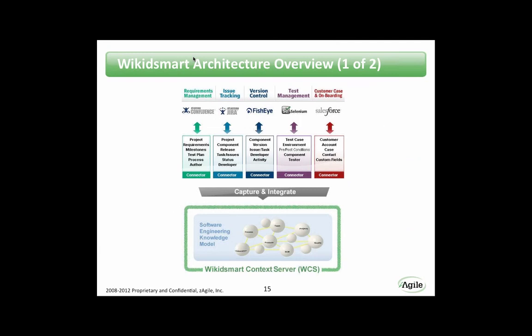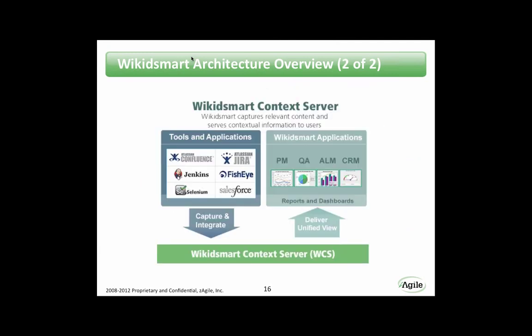So now that we've imported that content and we have that knowledge model map, that opens us up to be able to deliver powerful new applications. What's happening here is kind of an extension of that previous image. You're importing the content, capturing and integrating it from these tools and applications on the left, and now look on the right. Now you can deliver a unified view, and you can also deliver these new applications listed there called PM, QA, ALM, and CRM.